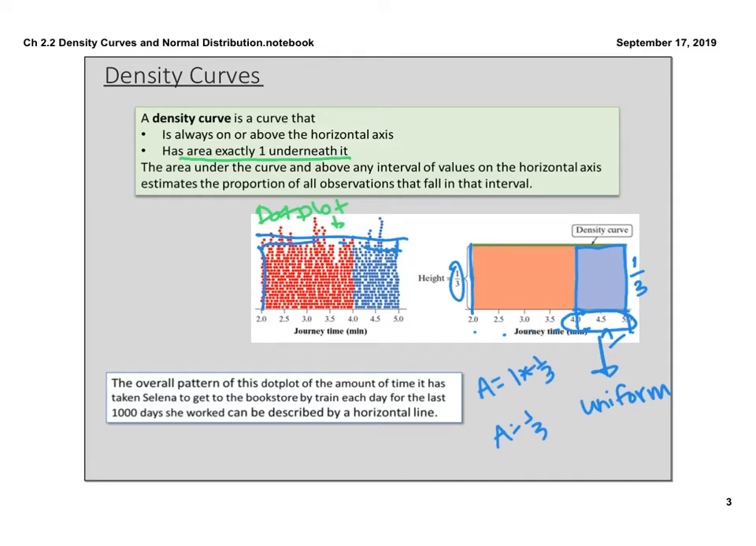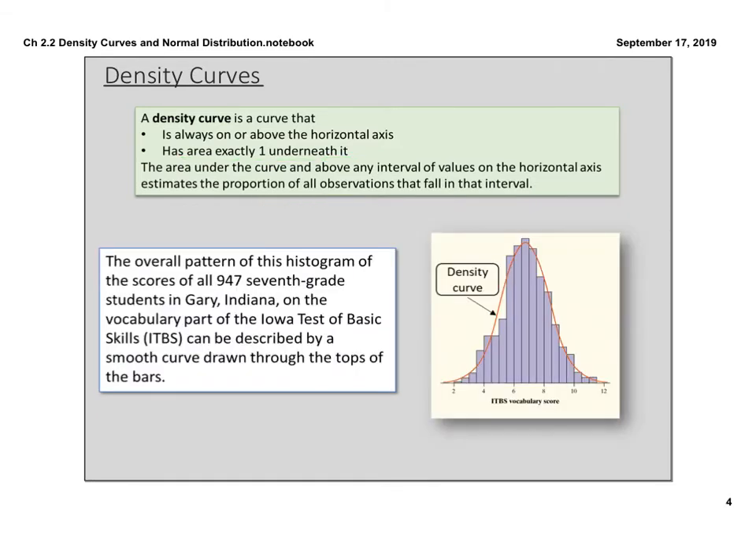The density curve, you've got to think of this as area. It says a density curve has area exactly 1 underneath. Now, not all distributions are uniform like the one we just looked at. In this one, I've got more of what we will come to learn as a normal distribution curve.